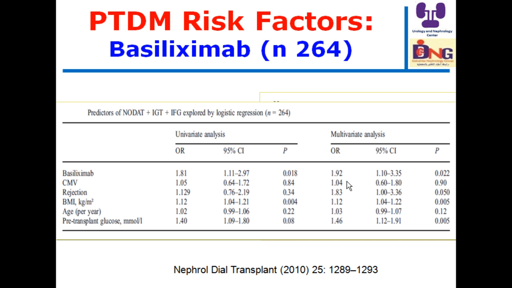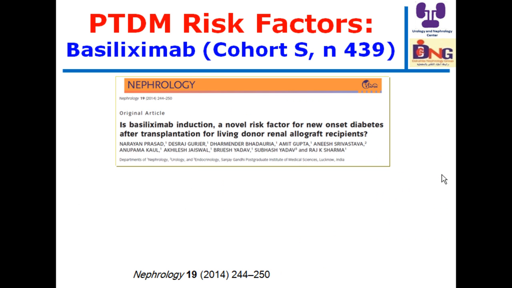And here the odds ratio is 1.8 in univariate and 1.9 in multivariate analysis, and this is again a statistically significant association of Basiliximab with newly diagnosed diabetes after transplantation. Another study included a larger number of patients, 439, discussing the issue: is Basiliximab induction a novel risk factor for new onset diabetes after transplantation for living donor renal graft recipients?